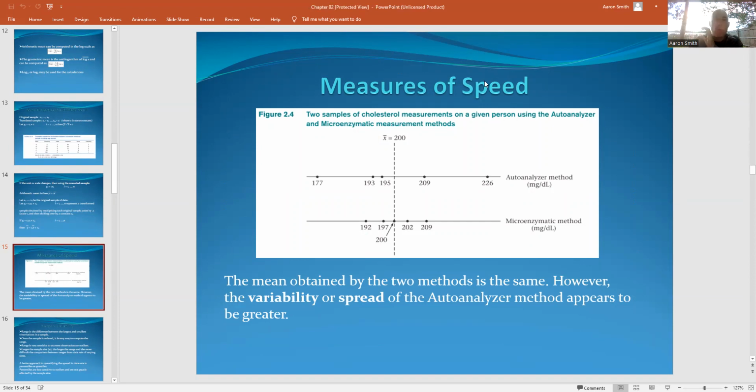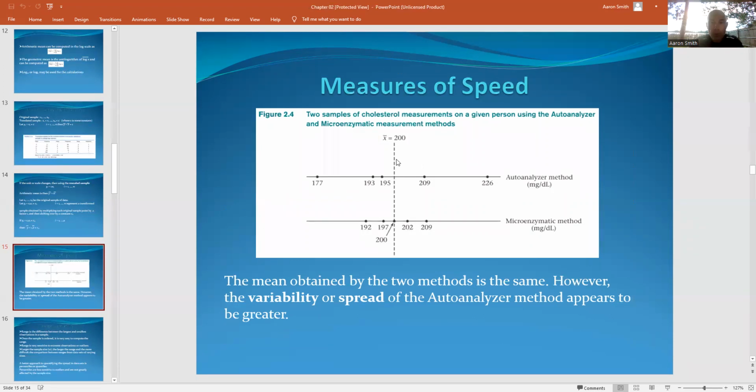Let's look at these two line plots. I have data point, data point, data point, data point, data point. And now I have 5 data points. If I was to take the average of this data, I would get 200. If I took the average of this data, I would get 200. So here, both data sets have the same central tendency.